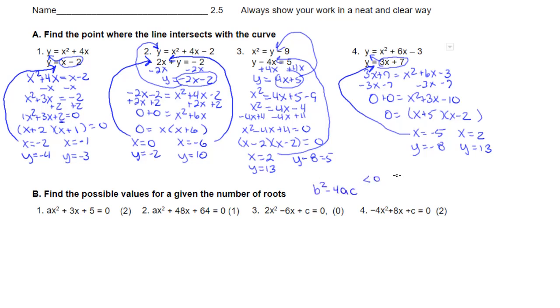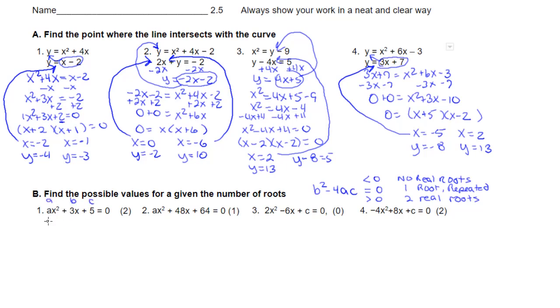Now in part B, they want us to find the a or the c using the discriminant. And so we've got to remember that b squared minus 4ac, when it's less than 0, it's got no real roots. When it's equal to 0, it's got 1 root. And when it's greater than 0, it's got 2 roots.